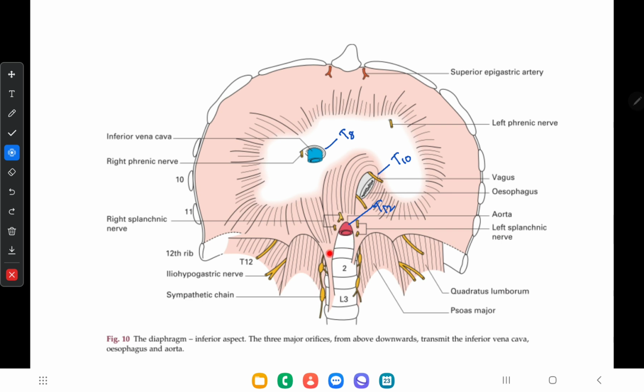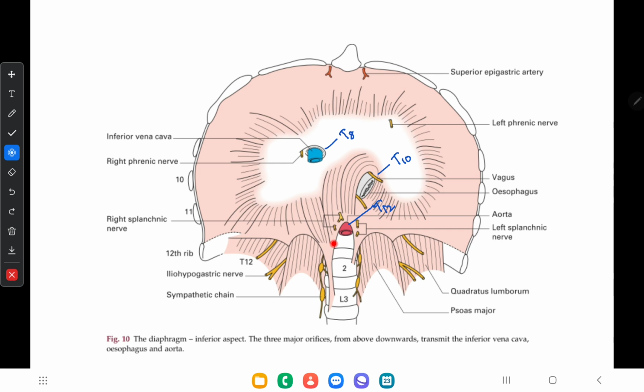Then finally you have the opening for thoracic aorta. It is at the level of T12 thoracic vertebra. And this opening is posterior to median arcuate ligament. And when the contraction of the diaphragm occurs, there is no effect on this opening. You can see the thoracic duct, and here you cannot see the thoracic duct, but remember that thoracic duct also goes through this opening, as well as azygous vein passes through this opening with the thoracic aorta.